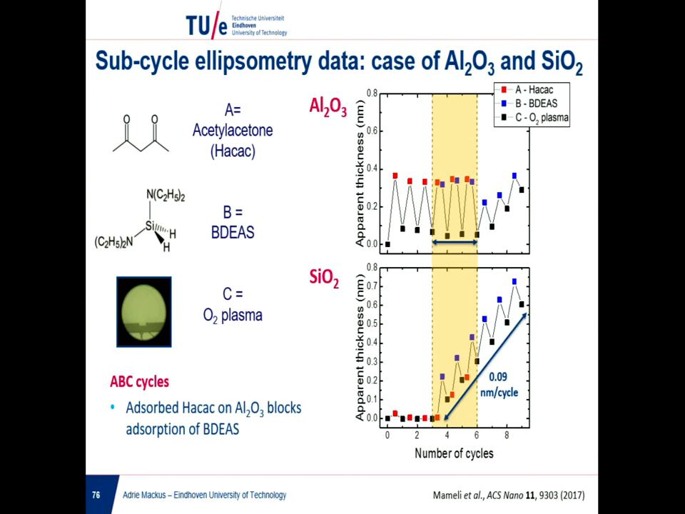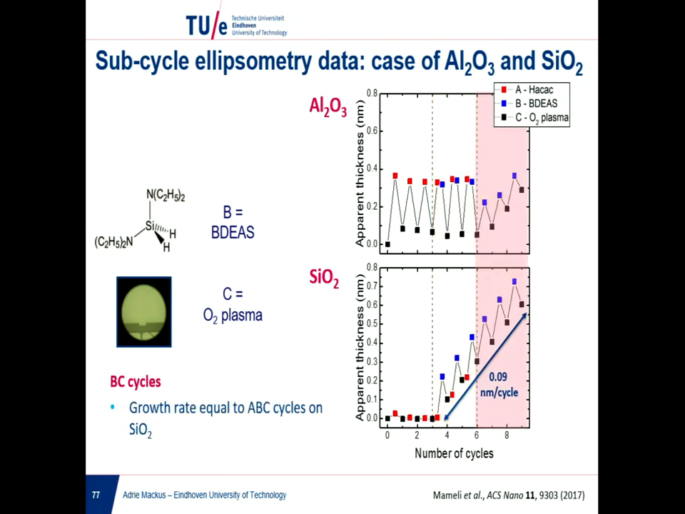Then on the silica, there we don't get inhibitor adsorption. So the increase here, that's the precursor adsorption. And then with the plasma, we remove the ligands of the precursor, but the end result here is that we get deposition, which is actually the same as what we get if we do the normal BC cycles. So taken together, what we learned is that we have selective adsorption of the inhibitor on the alumina, and also that the inhibitor is able to block the precursor adsorption.